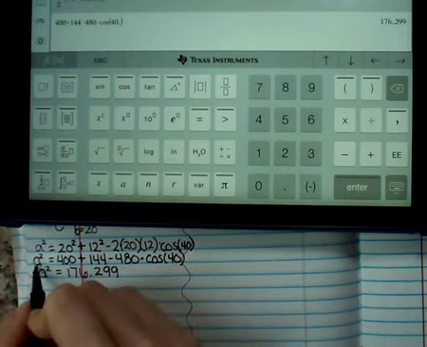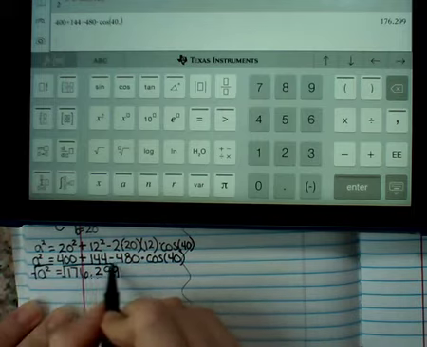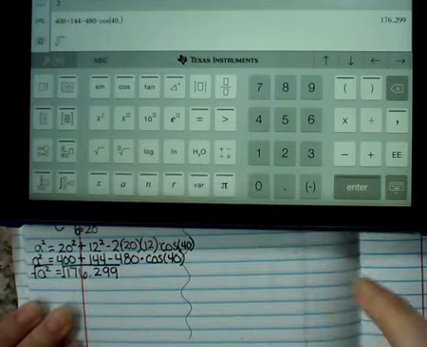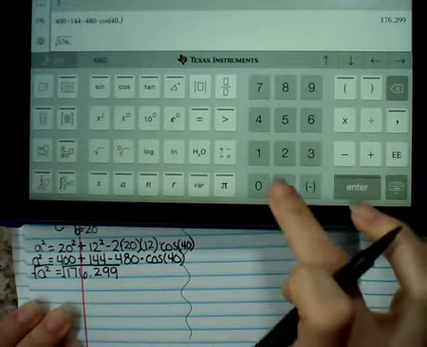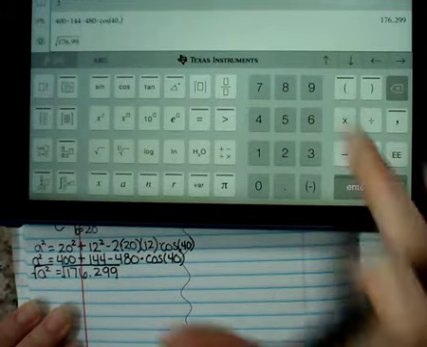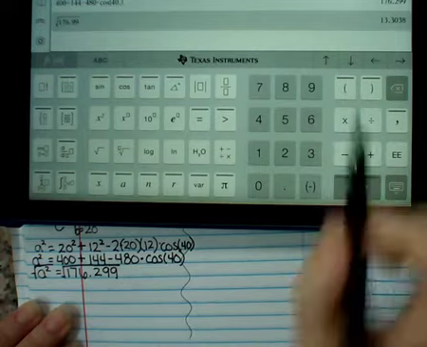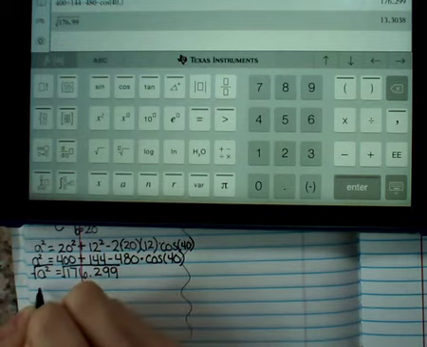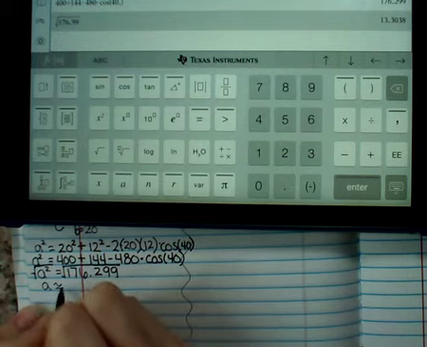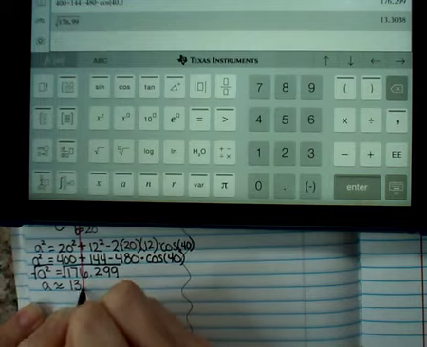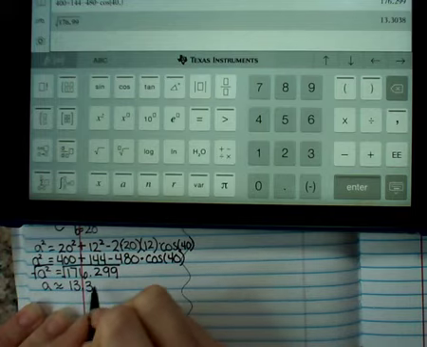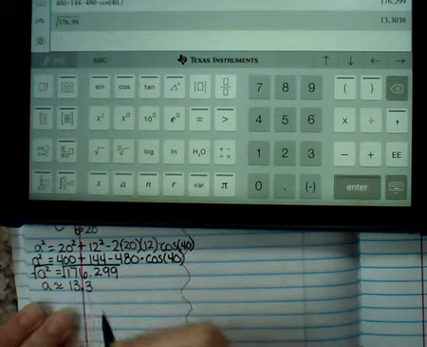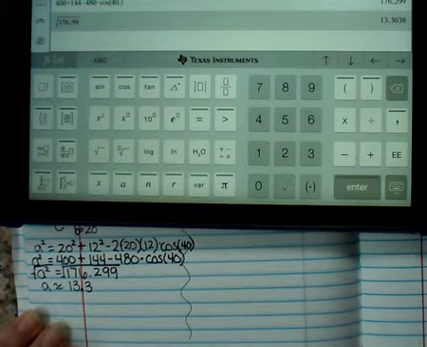So remember that the inverse of squaring is square rooting. So we are going to take the square root of 176.99, and we end up with 13.30. So a is approximately 13.3. And you could leave it as 13.3 or 13.30. Either way would be fine to round it.